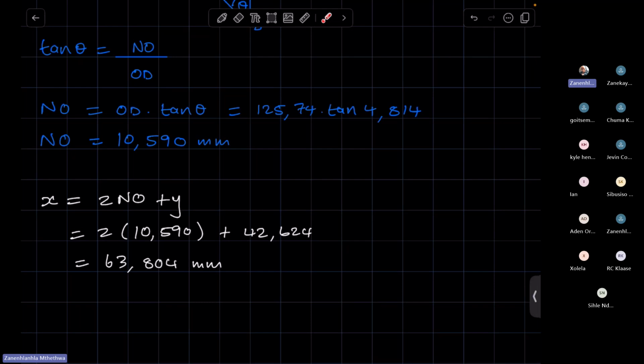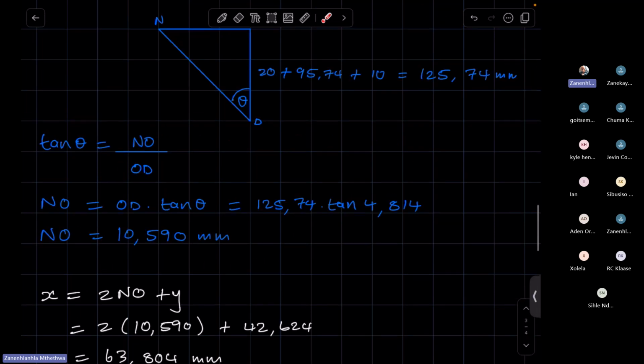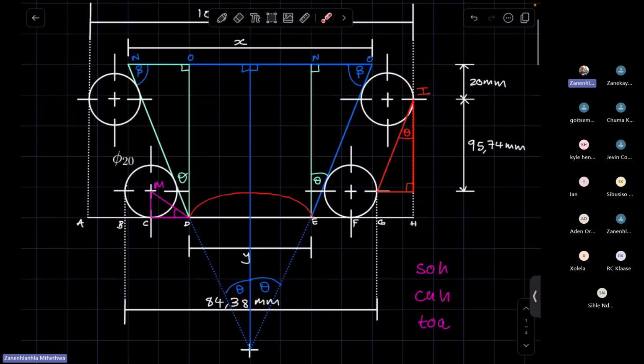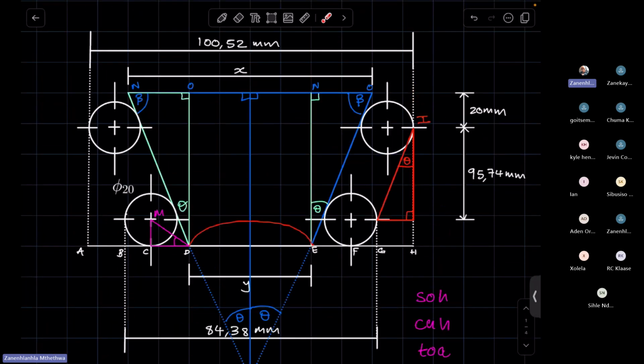You simply look at what it is that you're looking for, and see where you can create triangles, to either get an angle or get a side of that triangle.